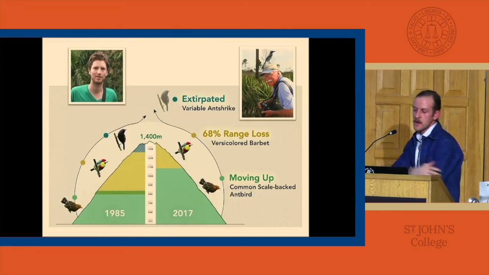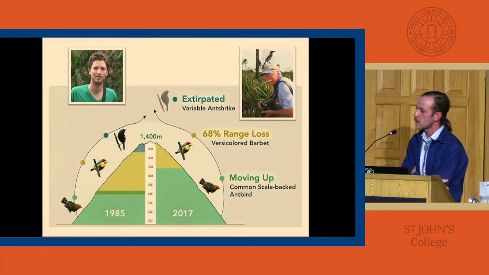Just focusing on the prediction of upslope movement, there have probably been 25,000 papers published on this in the last 24 years. Here I have one that I have chosen to include because it was published by a friend of mine and is a study that takes place close to the Vilcabamba gradient where John Terborgh was working. And this is a really simple graphic that the Cornell Lab of Ornithology put out showing that in 1985, the guy on the right with the mustache did this survey, figured out where birds were on this mountainside. Then my friend went back in 2017 and tried to map them again and found that two species had moved up and one had vanished entirely.